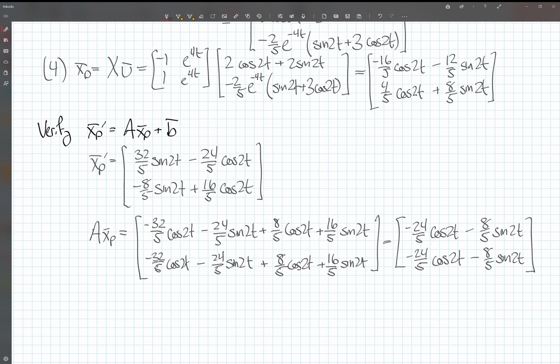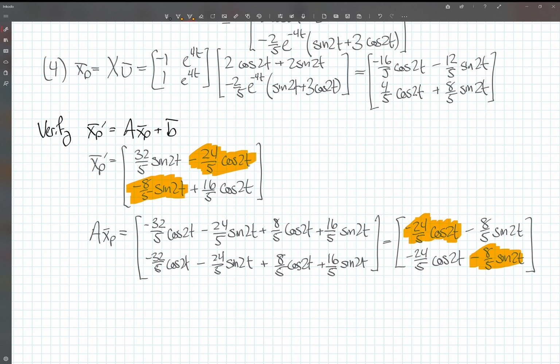Let's clean it up. Having cleaned that up, let's compare it to xp prime. You'll notice that the cosine term in the first component is the same. The sine term isn't. Now let's look at the second component. The sine term is the same. So you can see that this thing definitely does not satisfy the associated homogeneous problem.